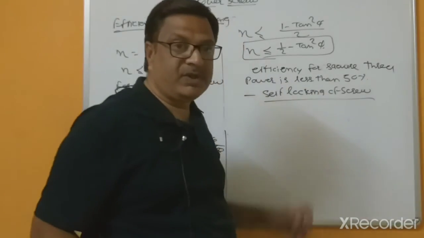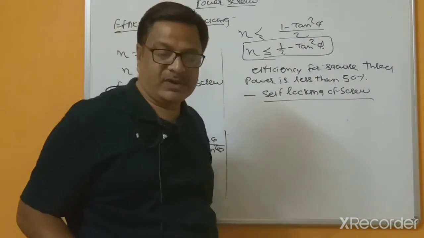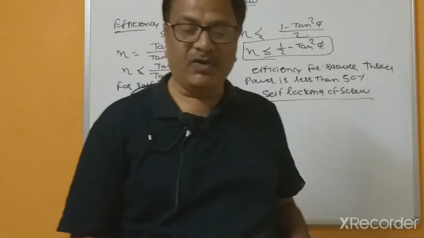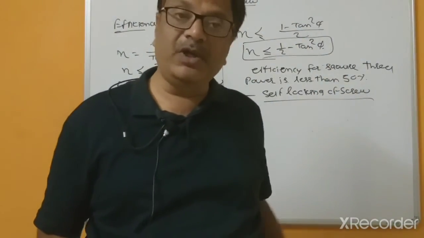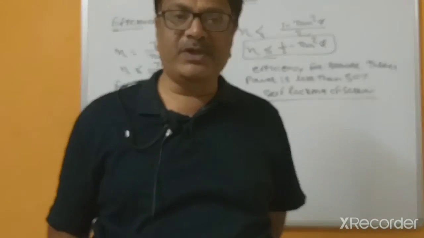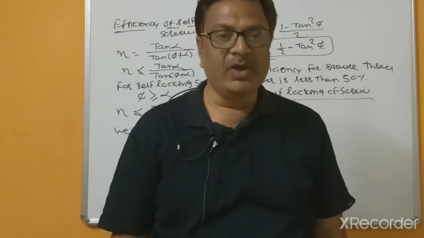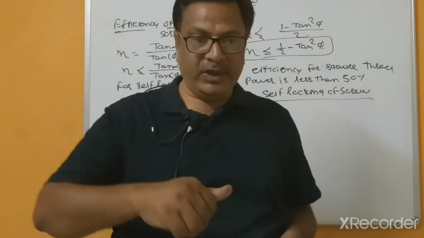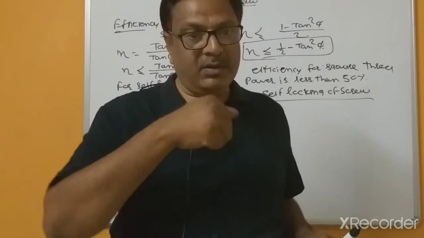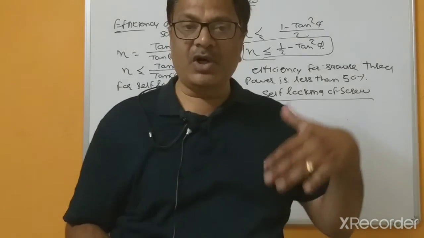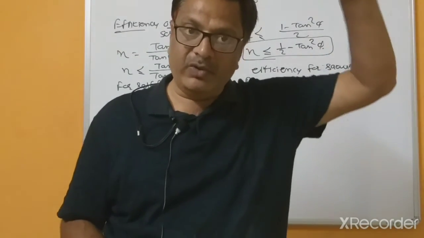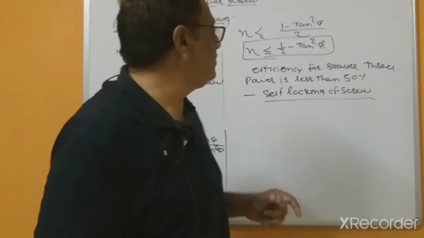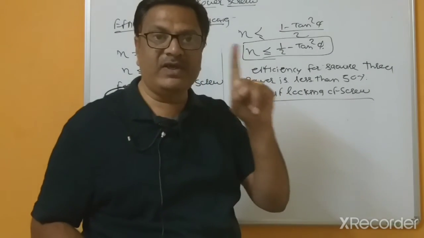So what is the use of this efficiency? Why is this efficiency required to be less than 50%? If the efficiency of the power screw is more than 50%, then it is not self-locking. So what is the use of self-locking? During the rising of the loads, if the screw is not self-locking, the load will come downwards. To avoid that, the efficiency of the power screw should always be less than 50%.